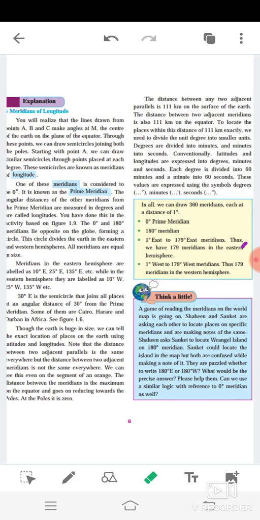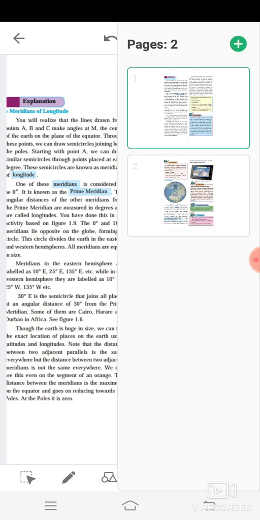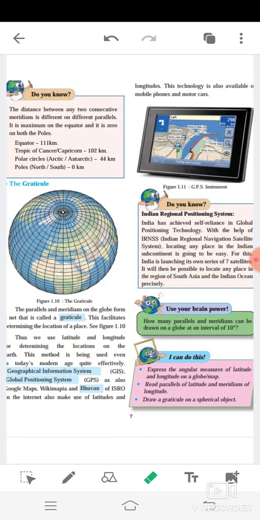Okay, now go to the graticule. This is the graticule. The parallels and meridians on the globe form a net that is called a graticule. This facilitates determination of the location of a place. See figure 1.10.